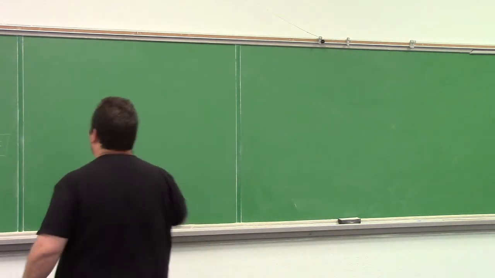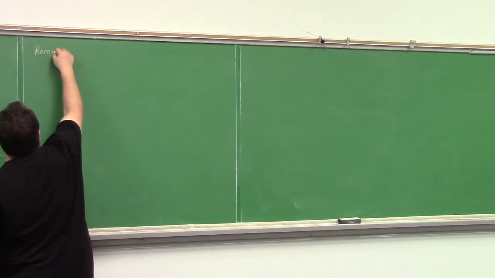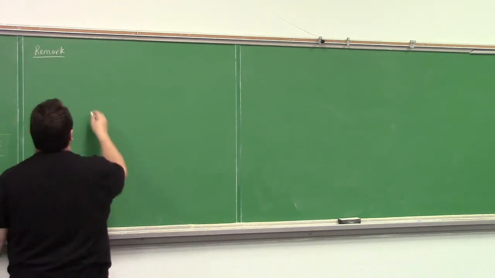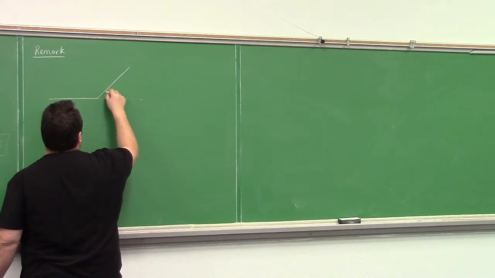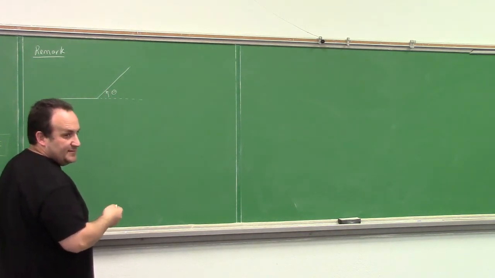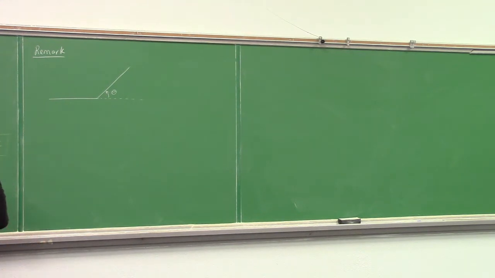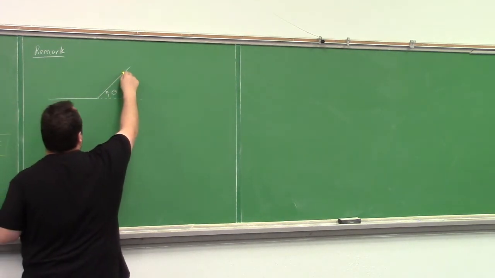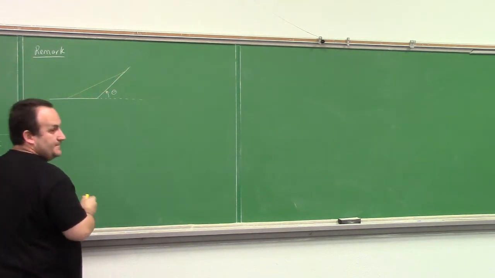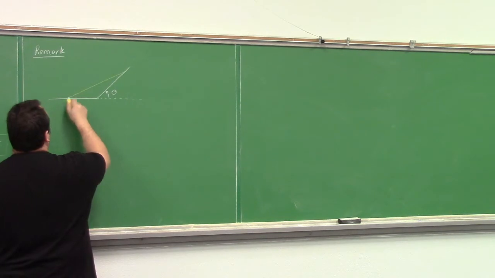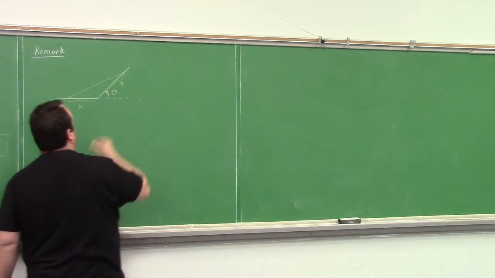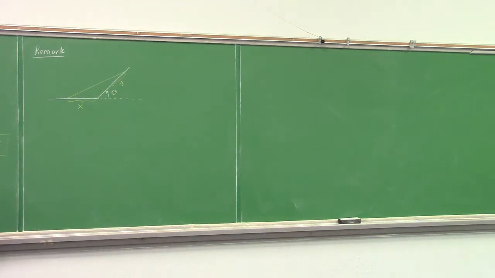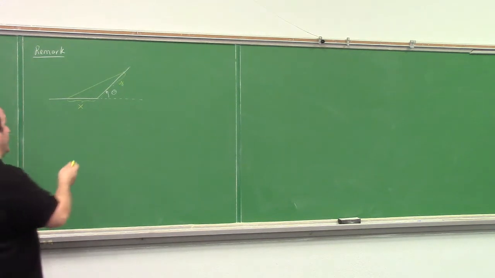So I'll just make a remark. If you have a ladder, and you had a wall at angle theta, and you had a ladder sliding down the wall like that, how would that be different? If I called this distance x, and this distance over here y, the formula definitely changes. Suppose the ladder is still 10, right?